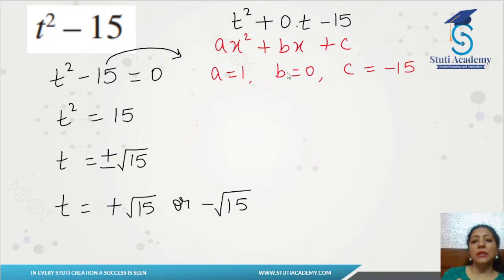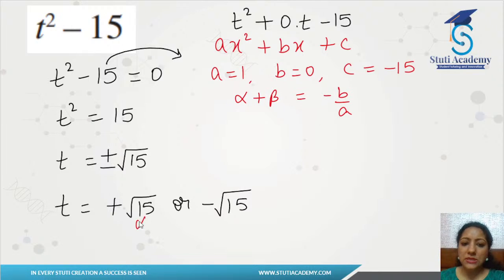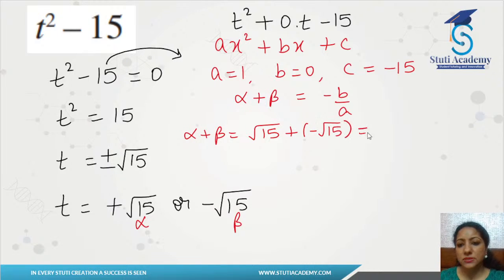Now since you've got the values of a, b and c, you can very easily verify the relationship between the zeros and the coefficients. We have to check whether alpha plus beta is coming out to be minus b by a. Now this is alpha and this is beta. These are two zeros of the polynomial. So alpha plus beta here is plus root 15 minus root 15. This is going to give us 0.